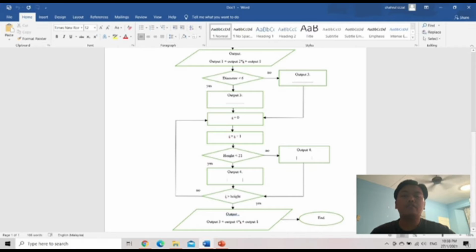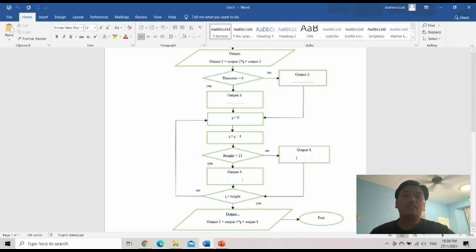Then below that we have the decision about the diameter. Diameter smaller than 6. If the diameter is smaller than 6, the output is below. If no, the output is on the left side. Then we get into I equals 0 again, and I equals I plus 1.